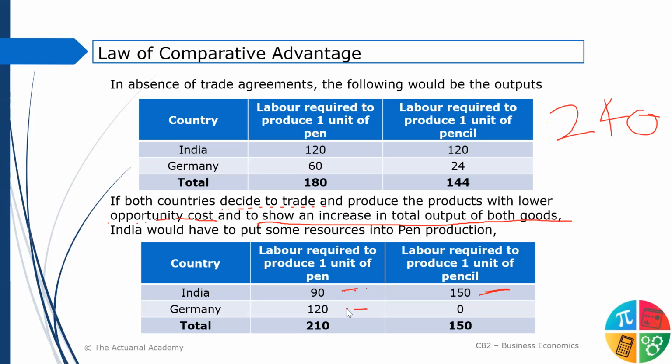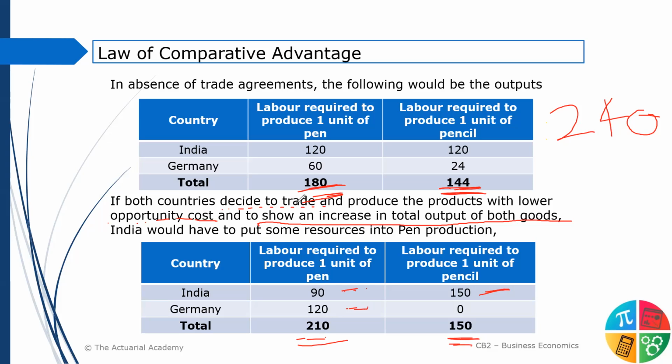Germany has a comparative advantage in pens and lower opportunity cost. It will use all its resources, 240 hours, to produce pens and ends up producing 120 pens. Now you can compare the total output. There is an increase in total output for both pens and pencils if both countries decide to trade. So this is the benefit of international trade, where both countries gain from each other's expertise.